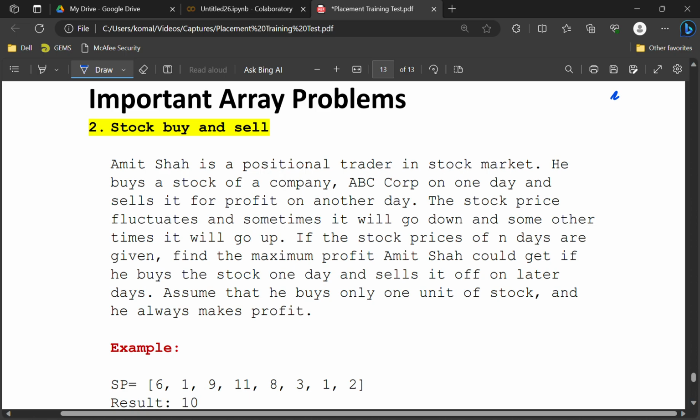Hi everyone, I am here with another important array problem, which is nothing but the stock buy and sell problem. This is also an interesting problem like the previous one, next greater element.